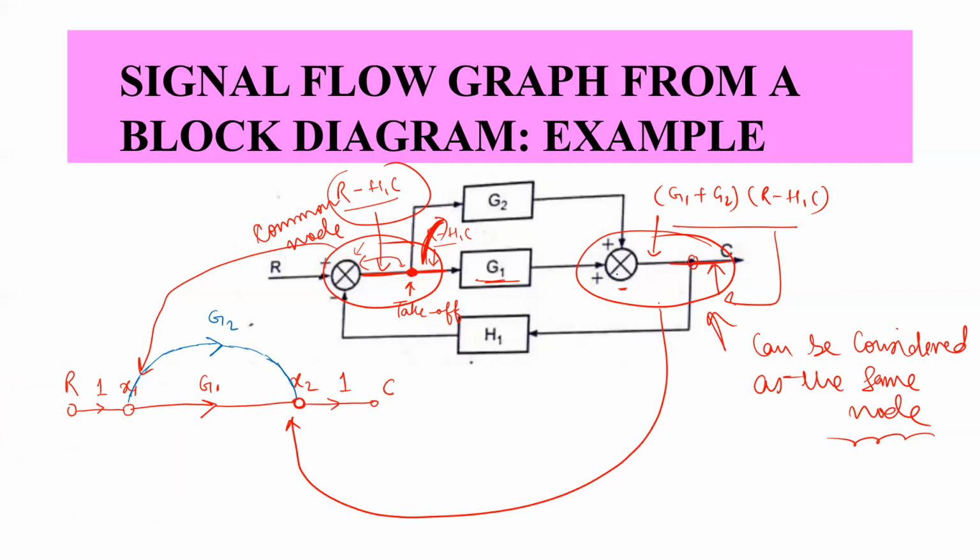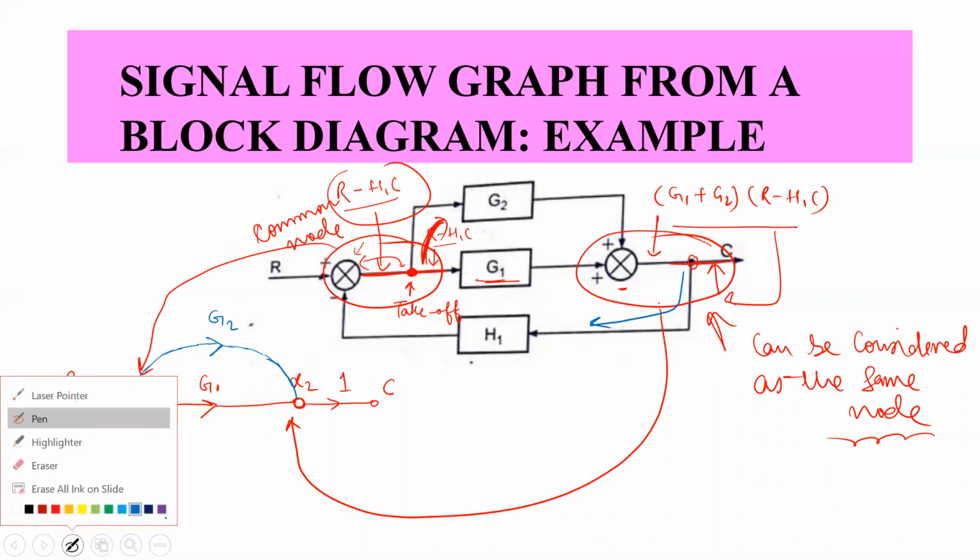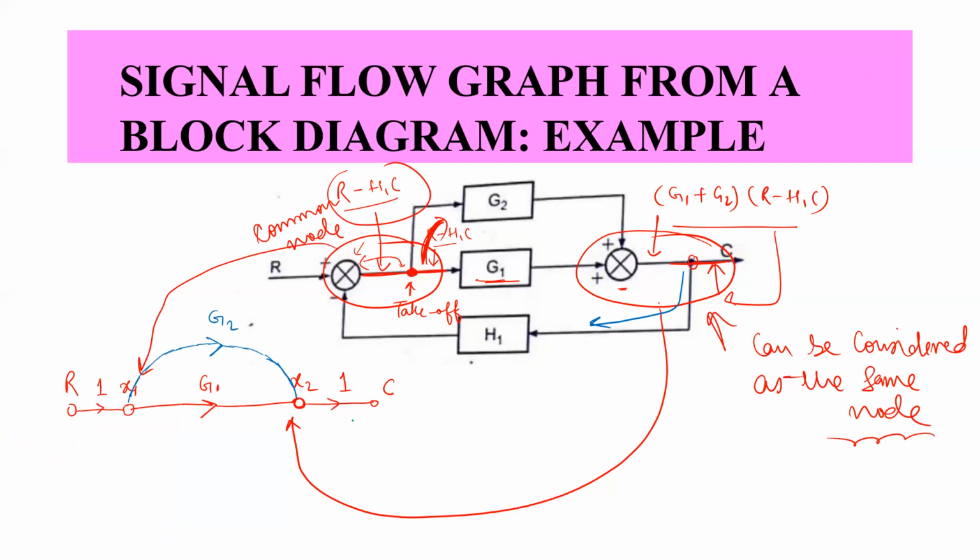Similarly, we have a feedback point here. This is the feedback point, right? This feedback point is taken from this side, right? So we will take a feedback branch from here, and the transmittance of this feedback branch is H1. Now where is it terminating? It is terminating at this point. So it will go like this.